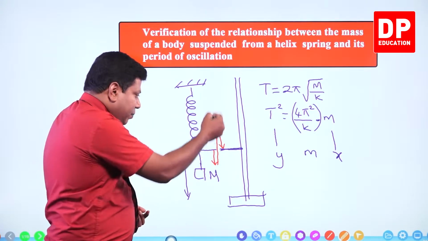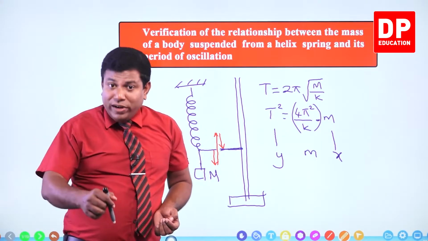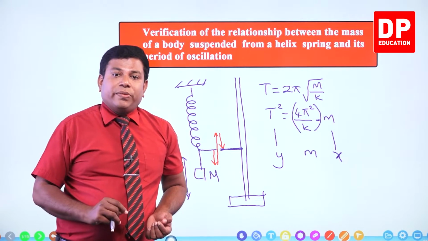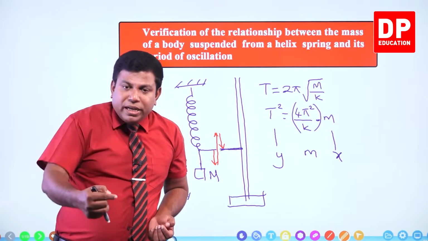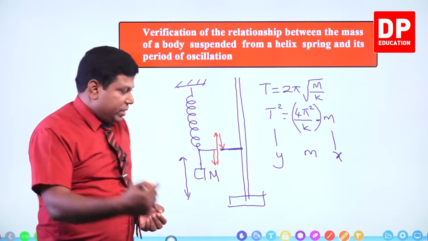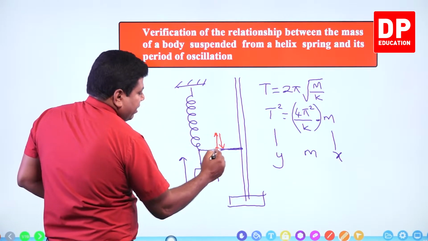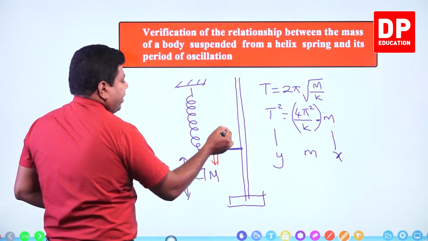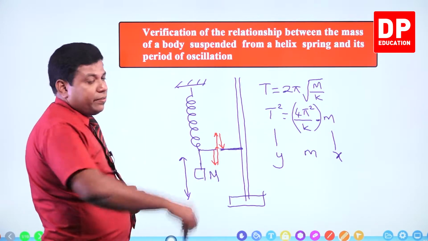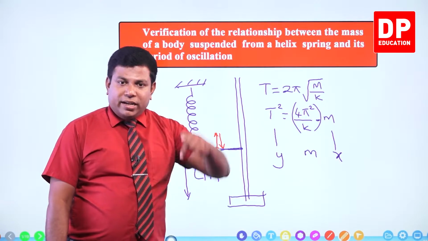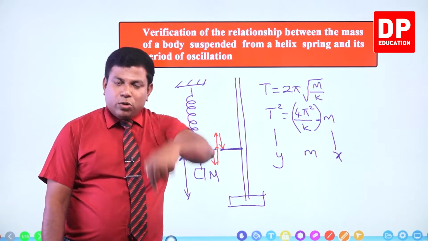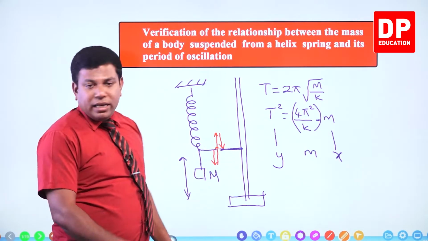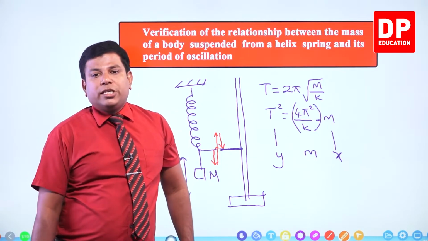Second time, next time when it passes the locating pin downwards, it's one oscillation. Again, when it passes the pin downwards, make sure downwards, because when it goes upwards, it's not one oscillation, it's half of the oscillation. It has to go down, go up all the way and come back. That's what is one full oscillation. So each time it goes downwards passing this locating pin, you can count it as one oscillation.